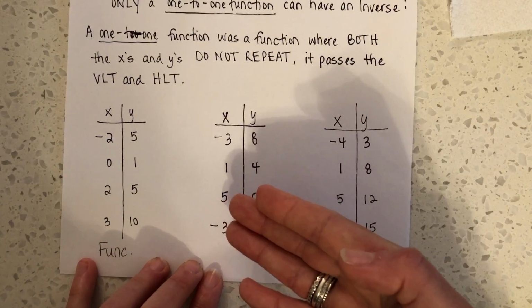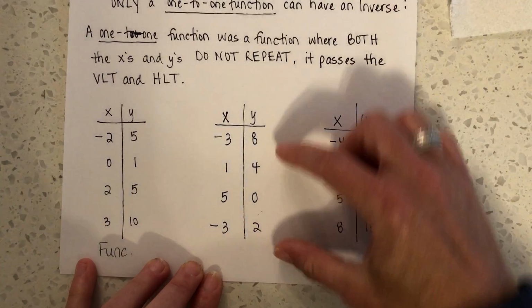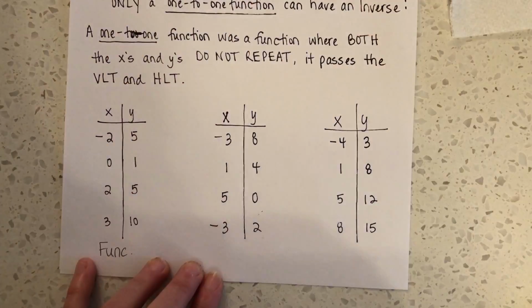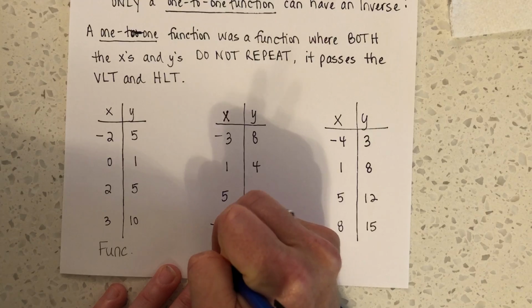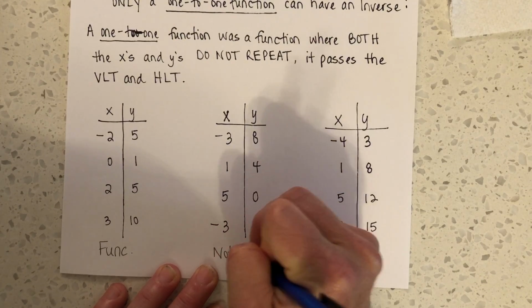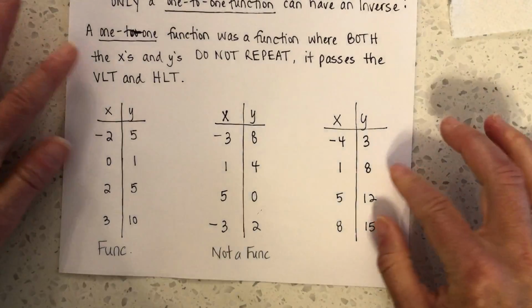That's not even a function, right? If -3 can go in and make 2 different numbers come out, that's not a function. So this is an example of something that's not even a function. Okay?